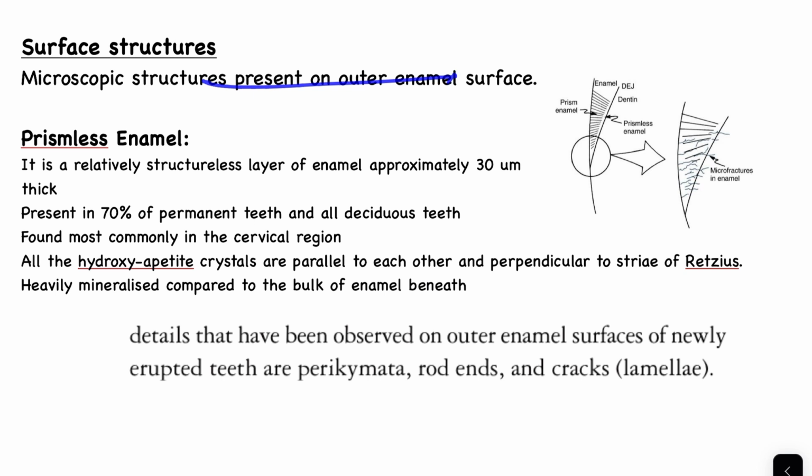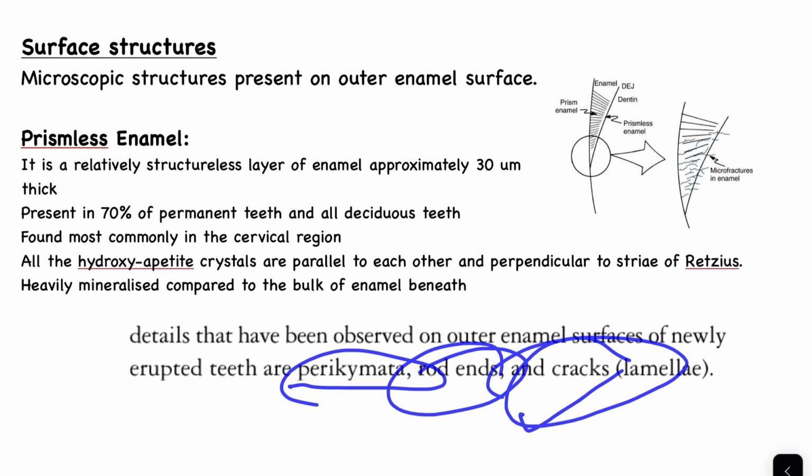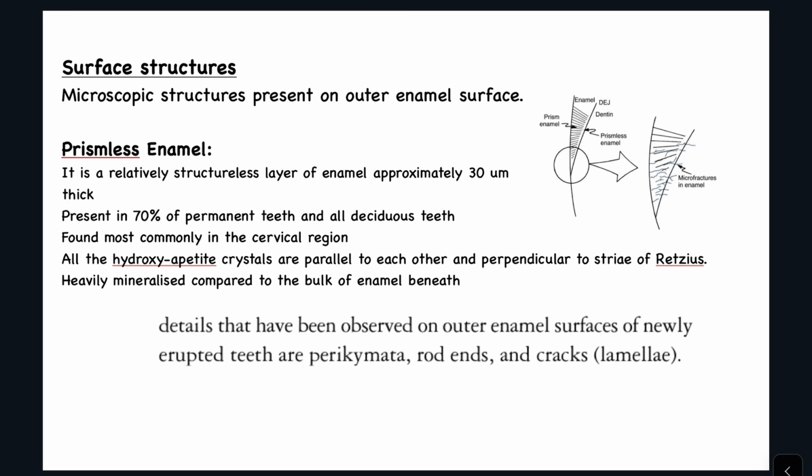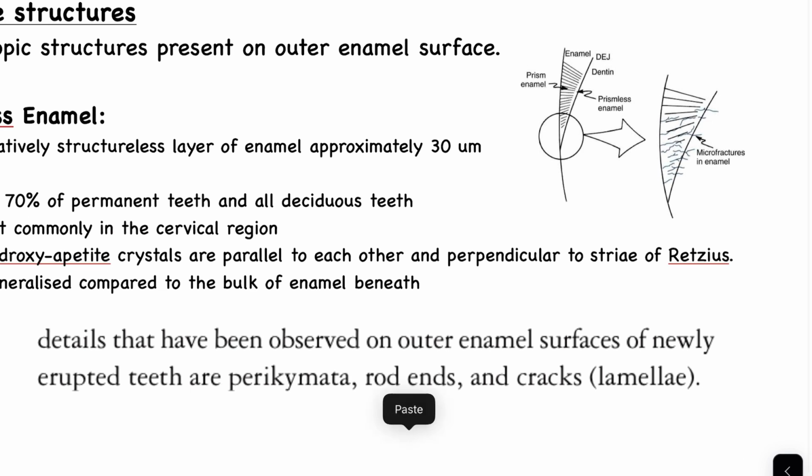Other surface structures that are present on newly erupted teeth. So this is present in all teeth, okay, in the permanent and the deciduous. But perikymata, rod ends, and cracks are the other surface structures that are present on newly erupted teeth. Okay, moving on.